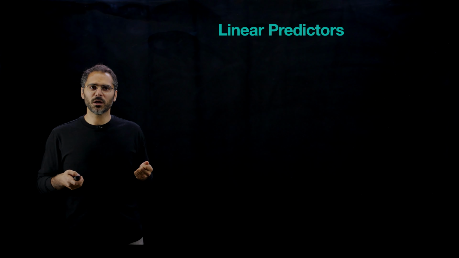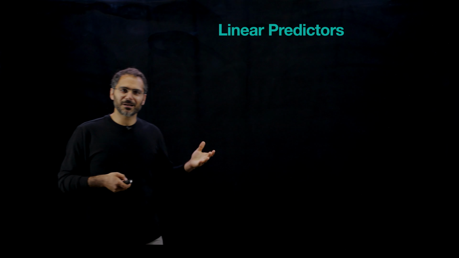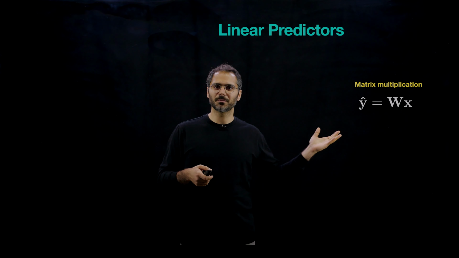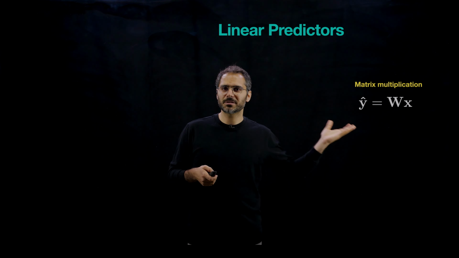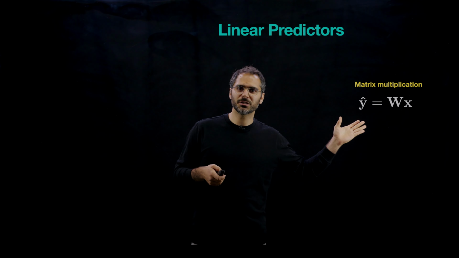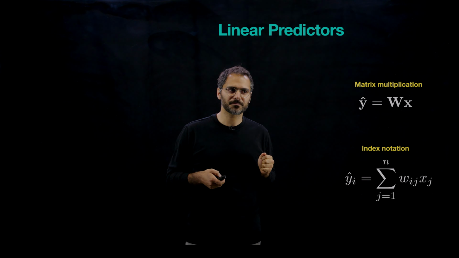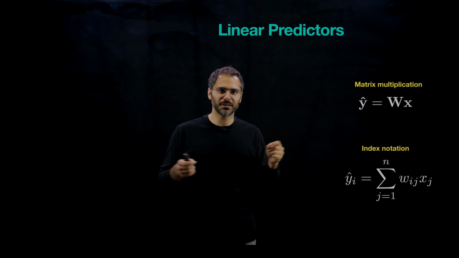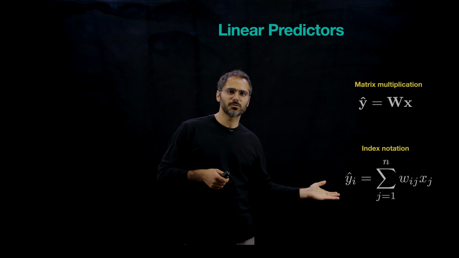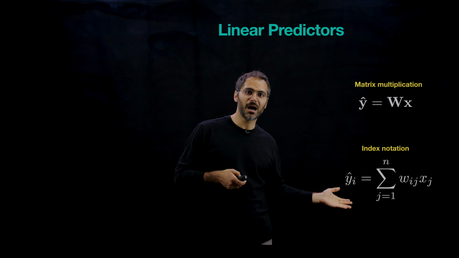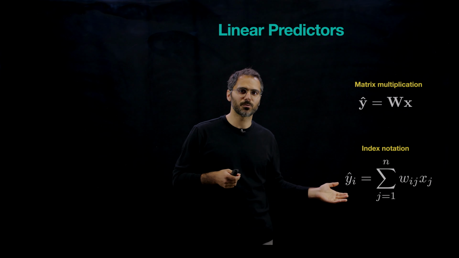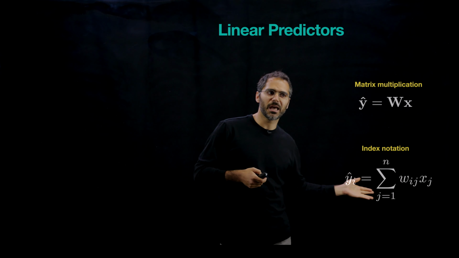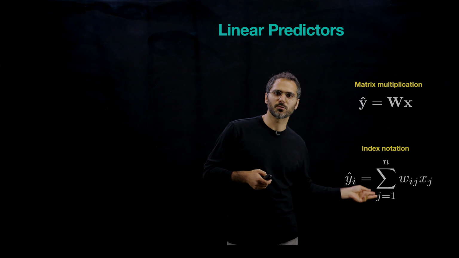All right, so linear predictors. Let's come back to defining linear predictors and dive deeper into what it means to have this matrix multiplication. The representation of a linear predictor with matrix multiplication is y hat equals Wx. An index notation that shows what operations are happening in this matrix multiplication is to take every component y_i hat of the vector y hat and set it equal to the sum of w_ij x_j, where the sum goes from j equals 1 to n.